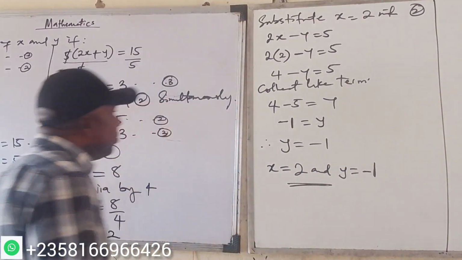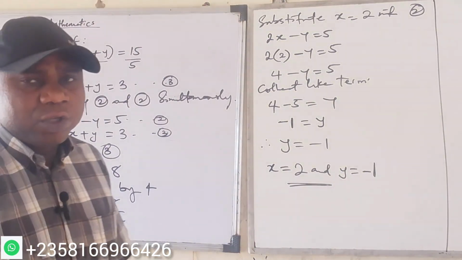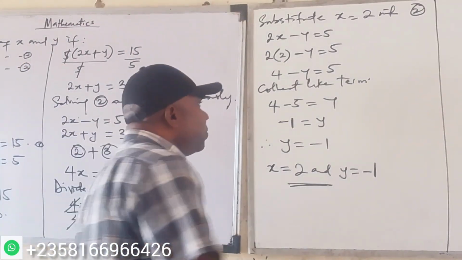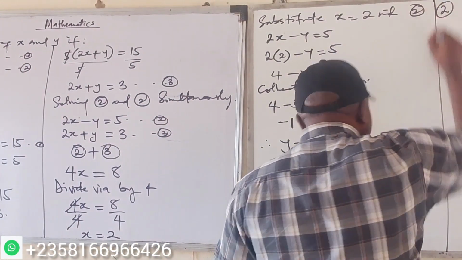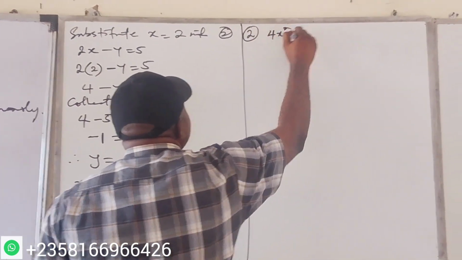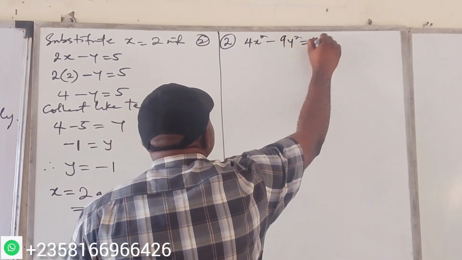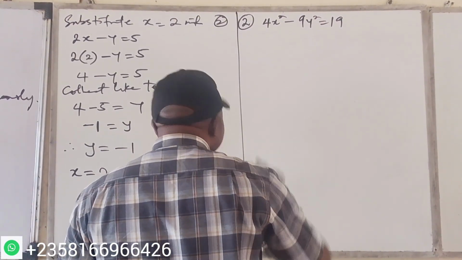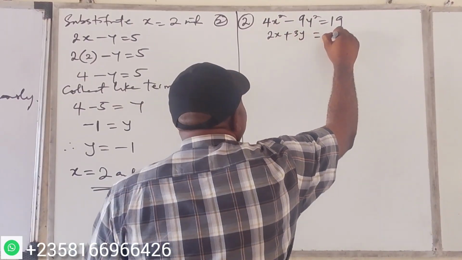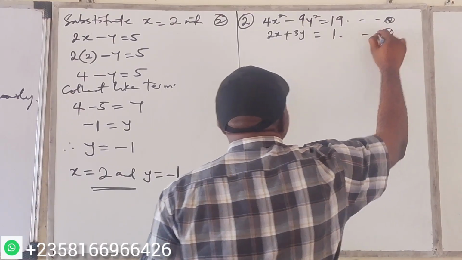Yes, now this is our example 1 rather. Yes, so I want us to take another example, which is example 2. So here we have 4x squared minus 9y squared is equal to 19, and we have 2x plus 3y is equal to 1. Now let's call this equation 1 and this equation 2.